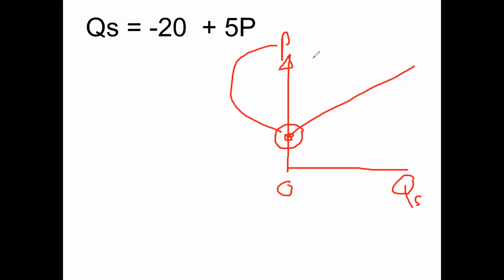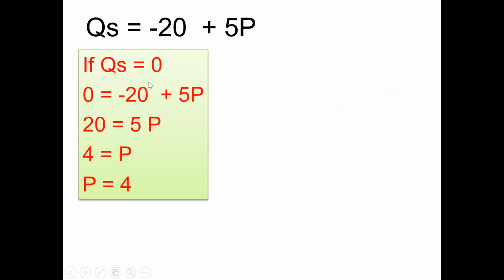We'll do it. When you make Q 0, 0 equals minus 20 plus 5p. That means 20 equals 5p. So p equals 4. Right. And now you have got one point of the supply curve, the starting point. But for a graph we need another point, at least 2 points to draw the graph. How do we take the next point to draw the graph?